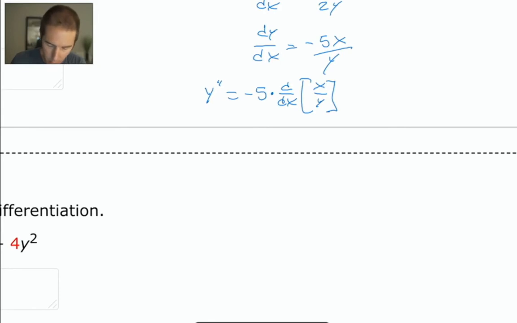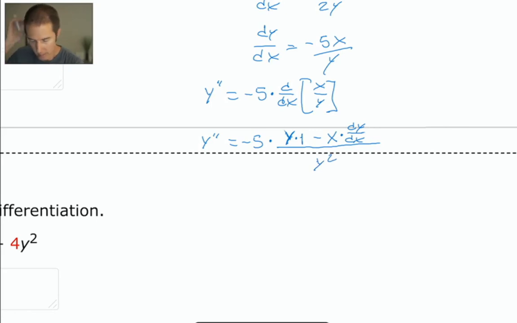So y double prime equals negative 5 times, and then the quotient rule says low times the derivative of high, so the denominator times the derivative of the numerator, which is the derivative of x is 1, I'm going to write it in there. Minus, oh, it's low d high minus high, so we're subtracting the numerator times the derivative of the denominator, which is dy dx, or y single prime, all divided by the denominator squared, or low squared. So that's y squared.